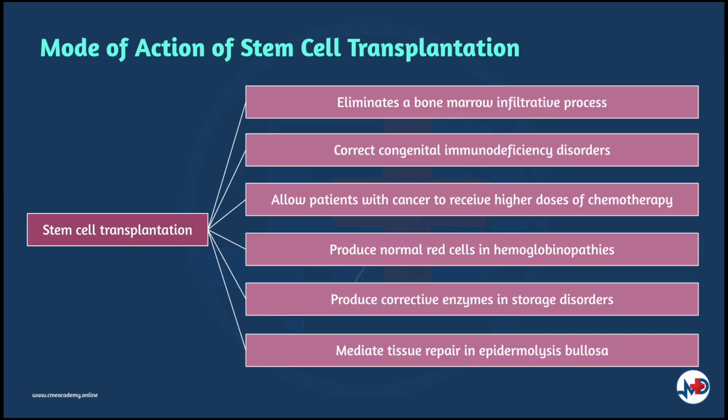There are many functions of stem cell transplantation. First, stem cell transplantation eliminates a bone marrow infiltrative process such as leukemia. It can also be used to correct congenital immunodeficiency disorders and allow patients with cancer to receive high doses of chemotherapy. Stem cell transplantation helps in producing normal red cells in hemoglobinopathies and corrective enzymes in storage disorders. It also mediates tissue repair in epidermolysis bullosa.